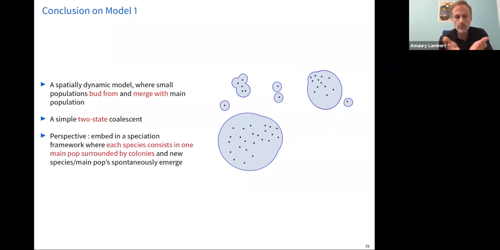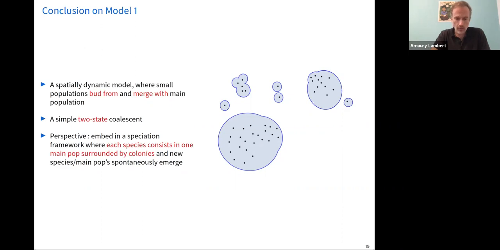So the perspective for this model, of course, is to embed it in a speciation framework where each species consists of one main population surrounded by colonies, and you have several copies of these systems. But you need to have new species with main populations and small colonies spontaneously emerge from that system. And actually, we didn't find a way of doing that which is biologically realistic. And so we're stuck here with this class of models with Chunhua, but I would be interested if you have any ideas to do that.